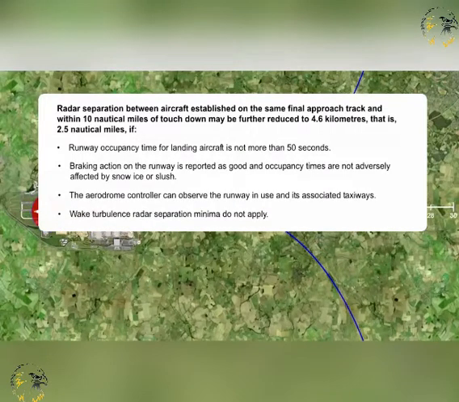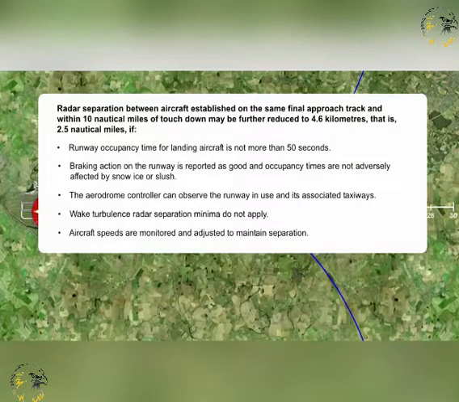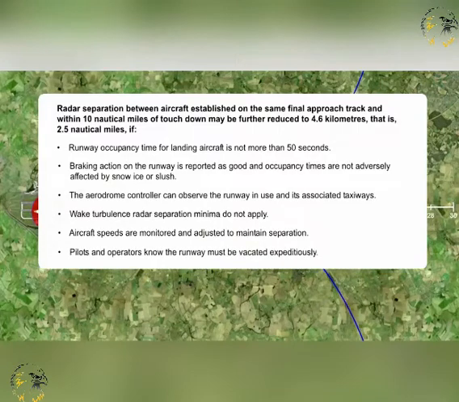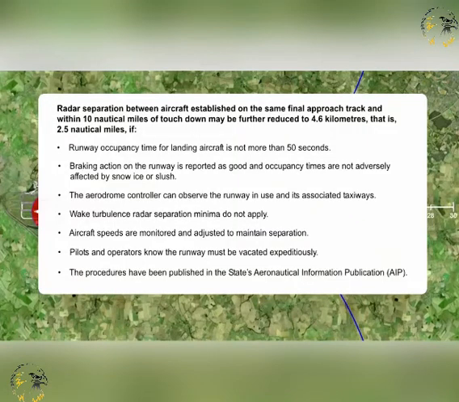Wake turbulence radar separation minima do not apply. Aircraft speeds are monitored and adjusted to maintain separation. Pilots and operators know the runway must be vacated expeditiously. The procedures have been published in the state's Aeronautical Information Publication, AIP.